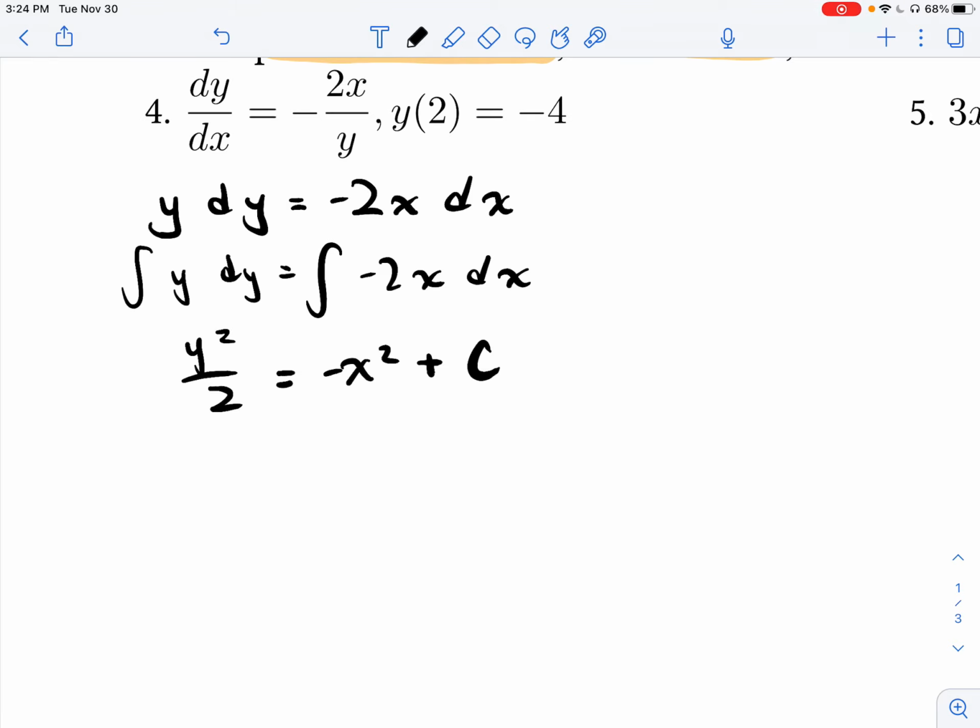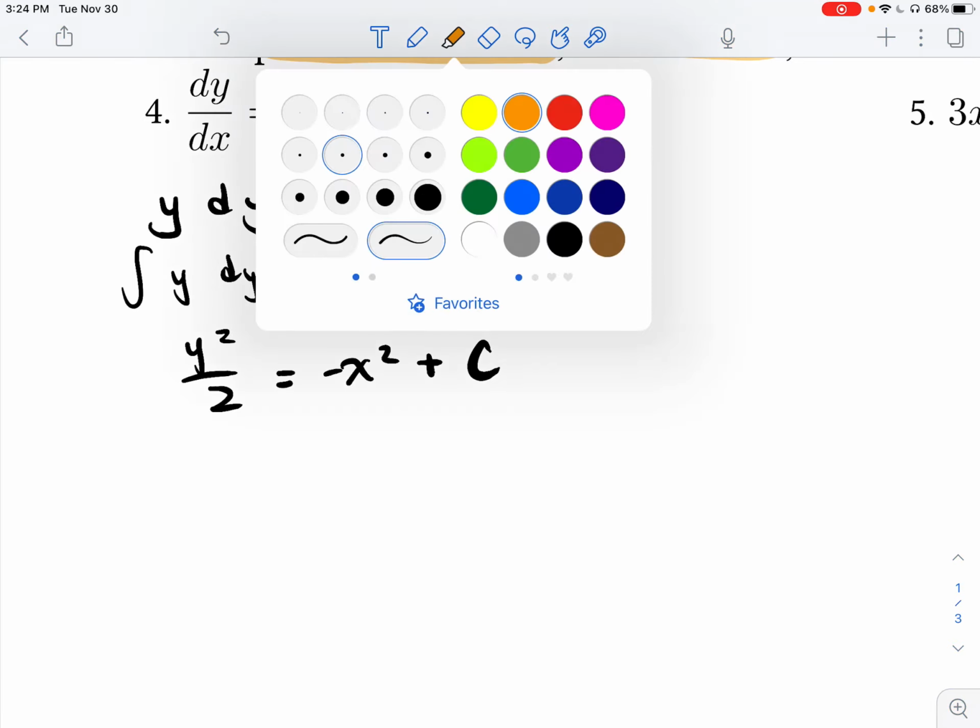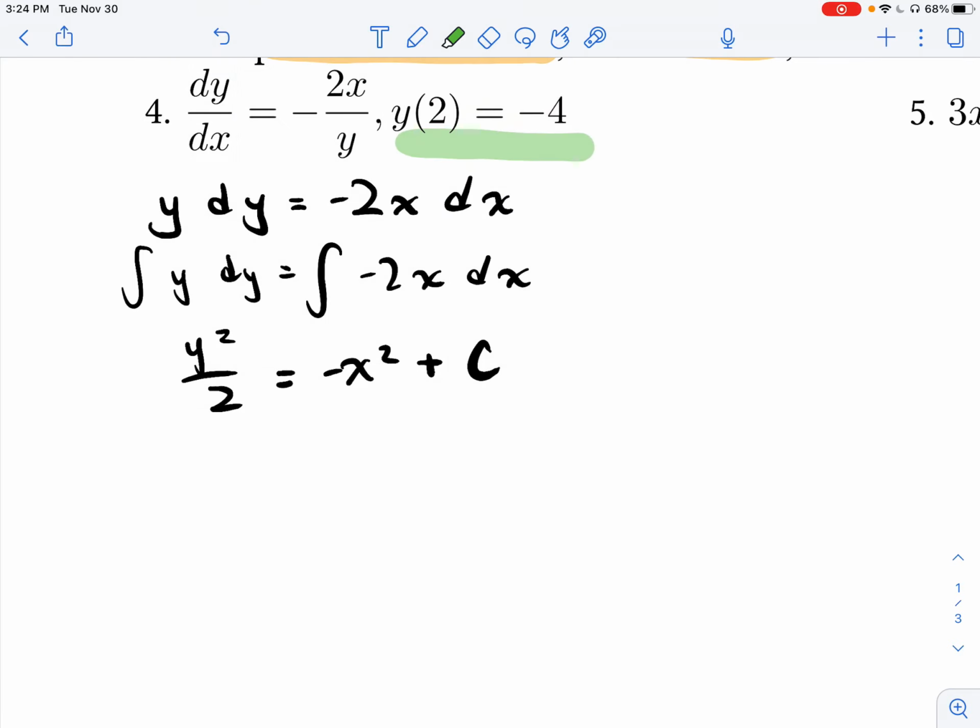So from here, I am now going to use my initial condition. Now, you could continue to solve for y as a function of x and then plug in our initial condition then. But typically I find that it's a lot easier to start solving for c as soon as, no pun intended, as soon as I see it, as soon as it appears in my equation. So I'm going to plug in what we know. Our initial condition is effectively saying that when x is equal to 2, y is equal to negative 4. So this is my initial condition. So let's plug in what we know.